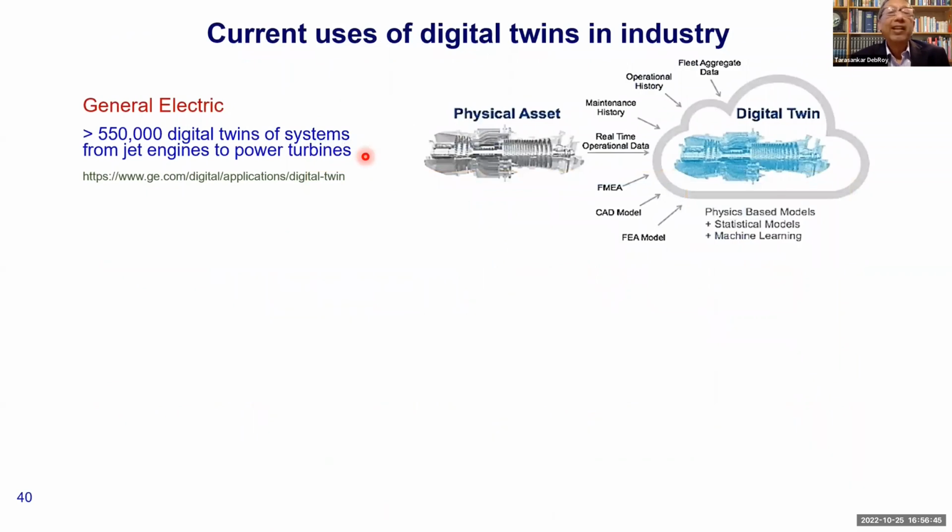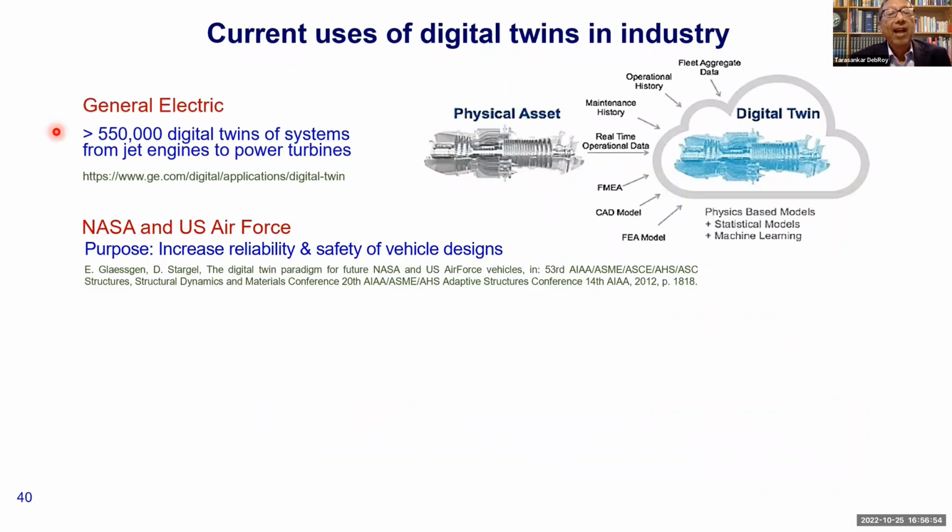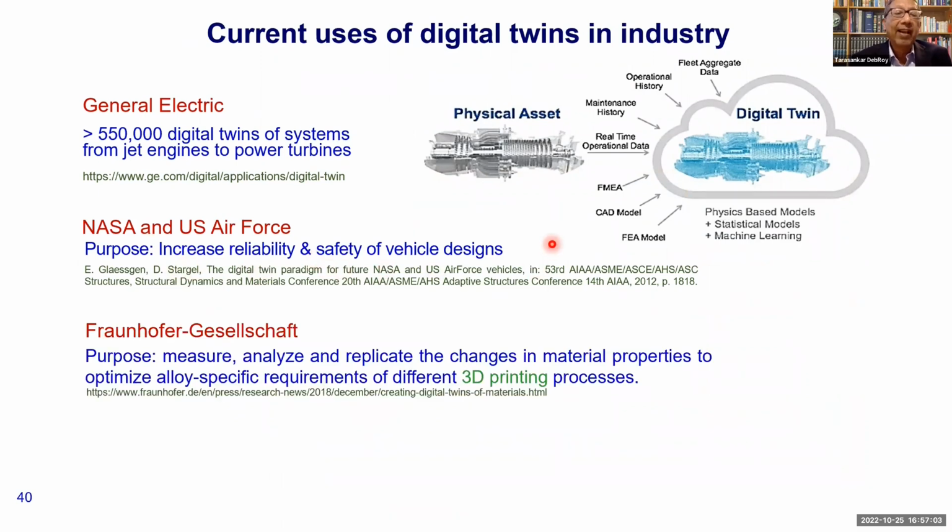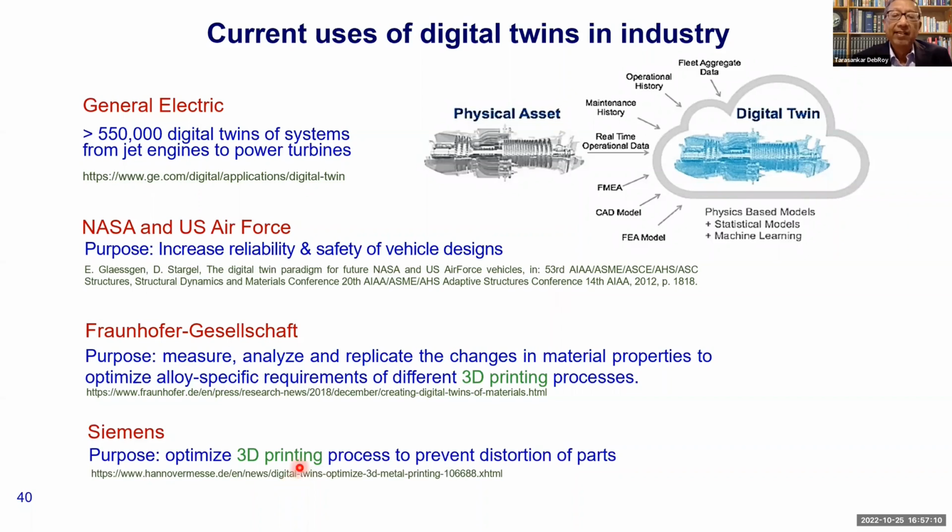Currently, they are widely used in industry. General Electric uses more than 500,000 digital twins. NASA and US Air Force use digital twins to increase reliability and safety of vehicle designs. Fraunhofer uses them in 3D printing, and so does Siemens. So the digital twins are here to stay. They are being widely used in industry.